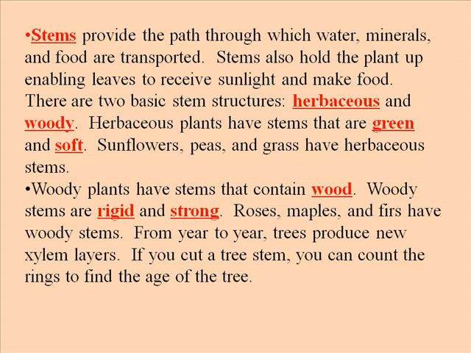When you look at a tree stem, because trees grow and live year after year after year, each year they grow, they put on a new layer inside. So you can actually cut through a tree trunk and count how many rings are inside that tree trunk, and you can get the age of the tree.